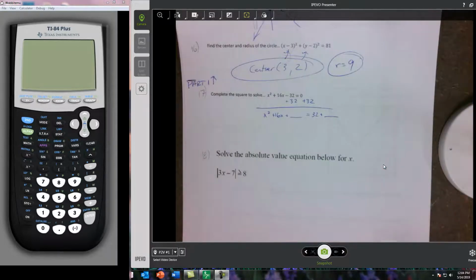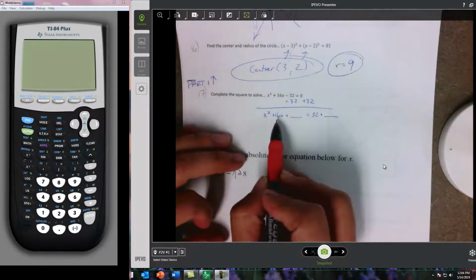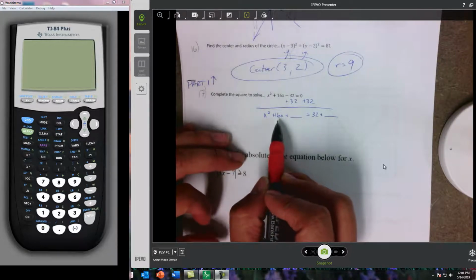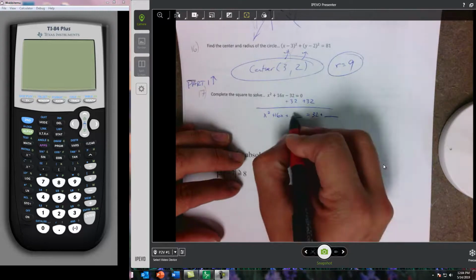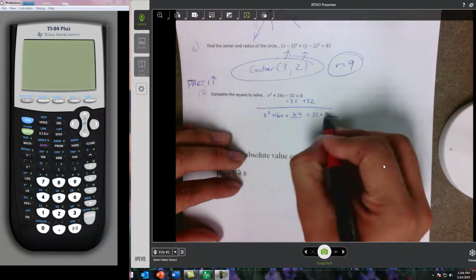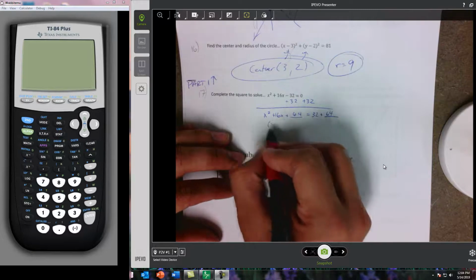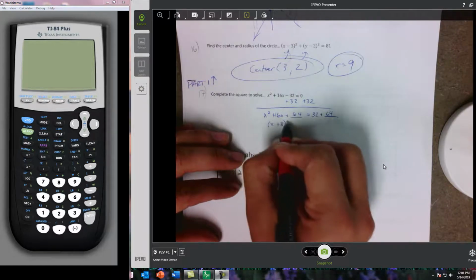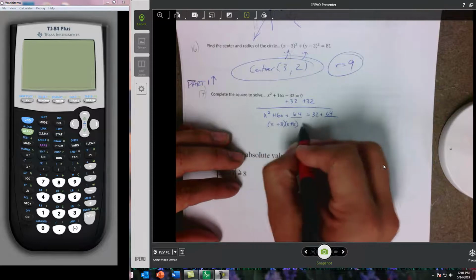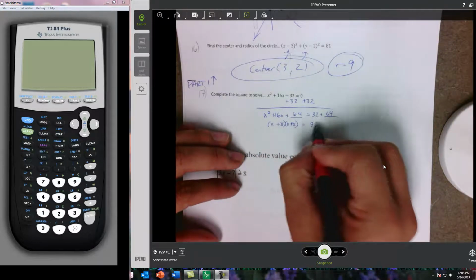I need to fill in that perfect square number. The way we find it is always by taking half of this x term, which is half of 16 is 8, and squaring that number. So I'm going to go ahead and add 64 to both sides. This side here on the left should now factor as x plus 8 times x plus 8 equals 96.